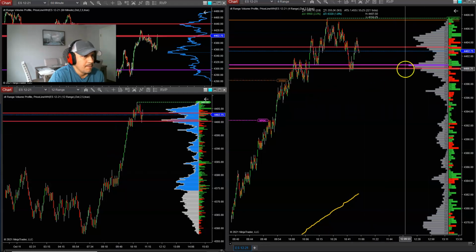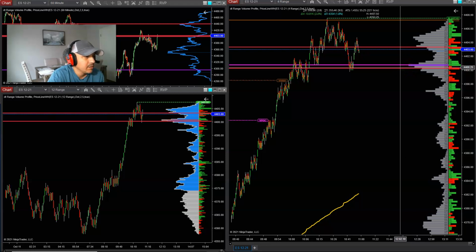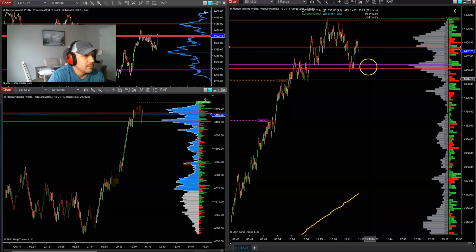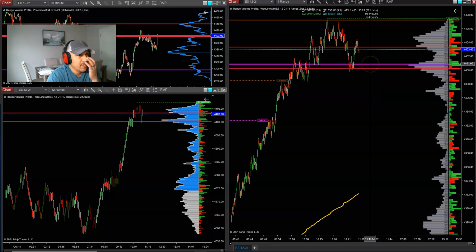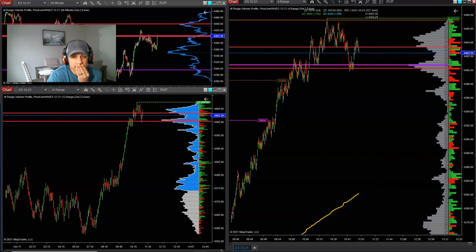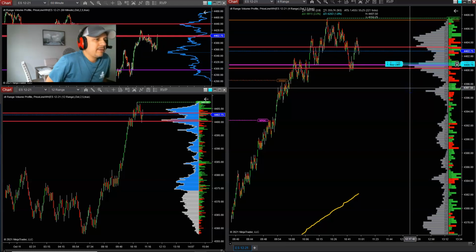Yeah, maybe price comes back to the VPOC. I'm not saying maybe so. It could get a little bounce there. Let me see here. Possibly, if it comes back to the VPOC, so this is going to be a quick little bounce. If we can get back to the VPOC, we'll see.